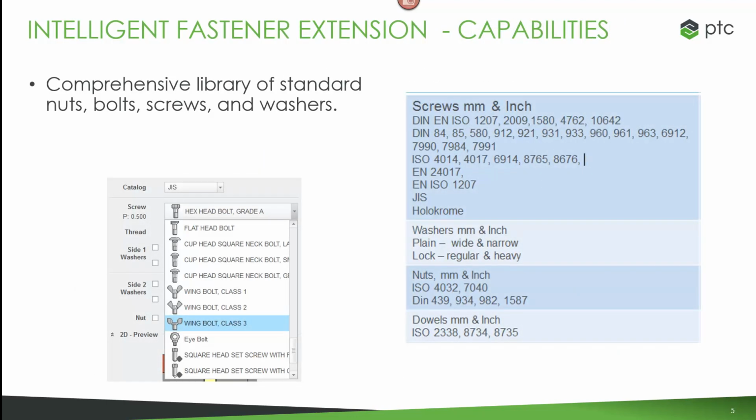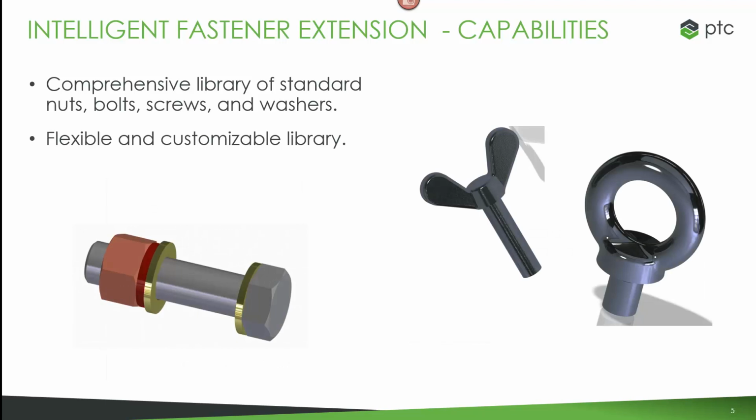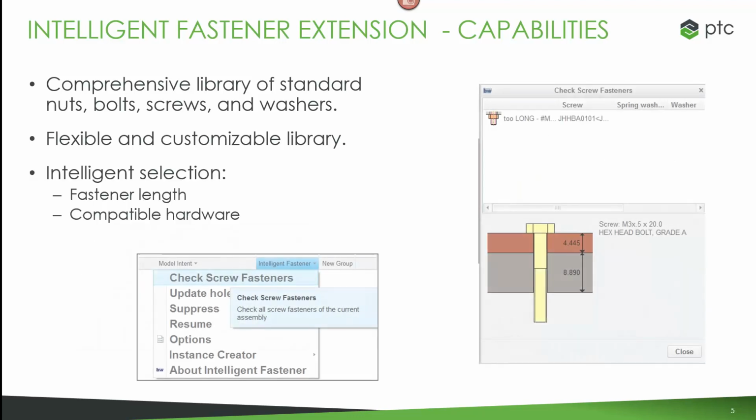So this comes with a comprehensive library of standard nuts, bolts, screws, and washers. And this is a huge library that is very much industry standards. And you can see some of the different standards that we tackle over there on the right. This is also a flexible and customizable library. So I don't have to just stop at using my industry standards. I can go through and customize anything that's in the library, customize part names, different features, and I can also add in my own parts if I want.